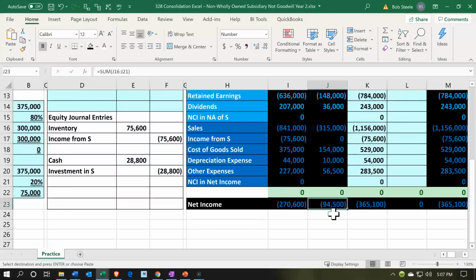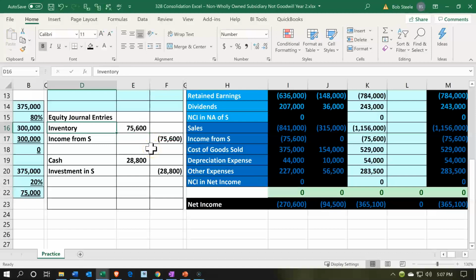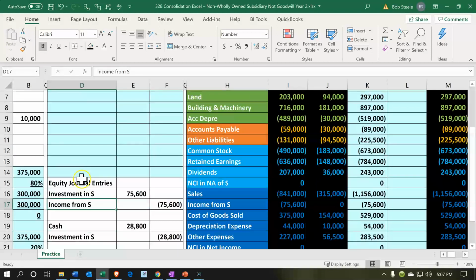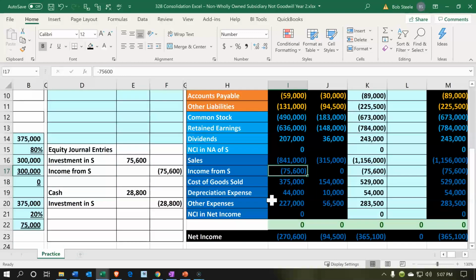In other words, S earned $94,500, and P recorded their portion, or 80% of it, at $75,600. That increased not the inventory, that increased the investment in S. Sorry about that, picked up the wrong account with inventory. Increased the investment in S, and then it increased the income, which you can see right here. So that's where those two numbers come from. And that's part of what's been included in them.